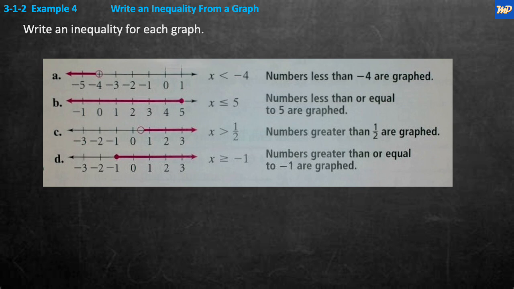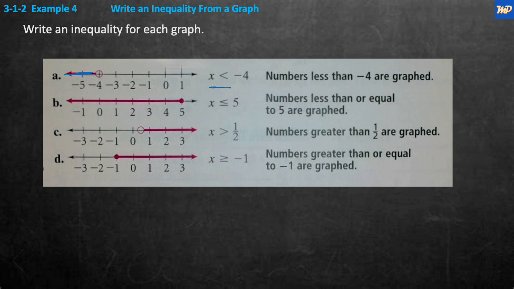So it says we have an open -4, so that means there's not an equal to -4. So it's going to be something less than or greater than. And the values, the colored in part of the line, are the values of our x. And the x's here are less than -4, not including -4. So when we look at it, we see x is less than -4. Numbers less than -4 are graphed. That's what we've done here. These are our x values.